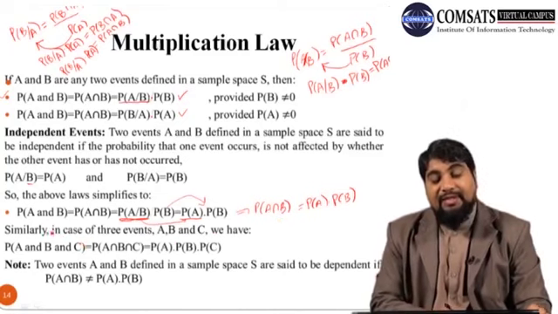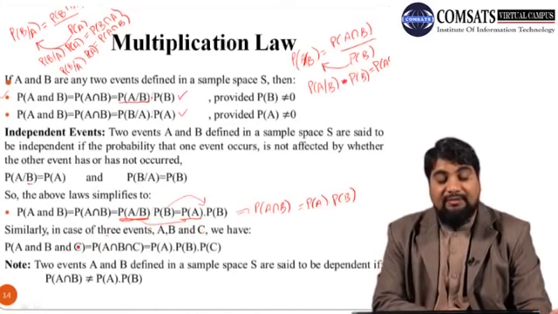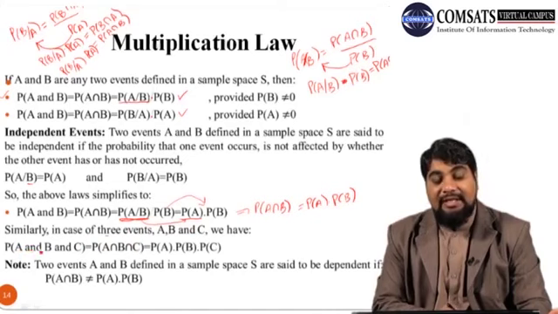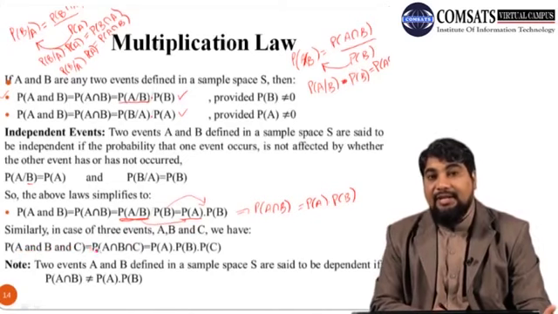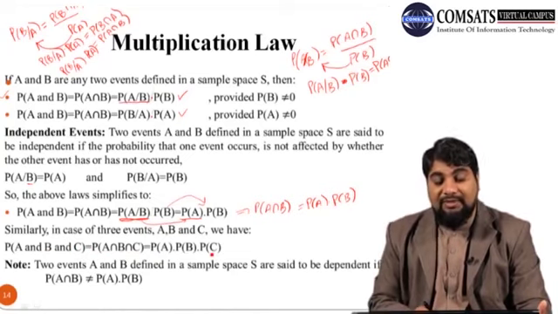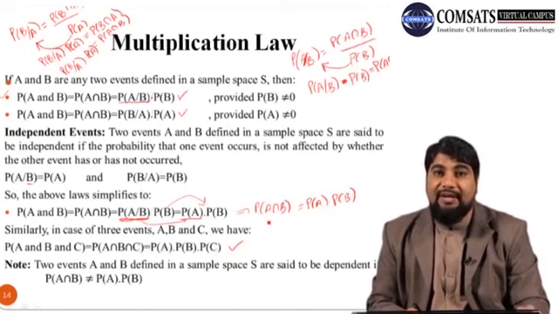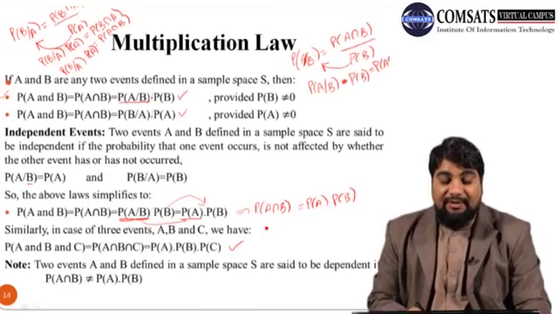And similarly, in case of three events A, B and C, if they are independent, then the probability of A and B and C, which is A intersection B intersection C, will be the probability of A times the probability of B times the probability of C. So this result is valid only in case of independent events.